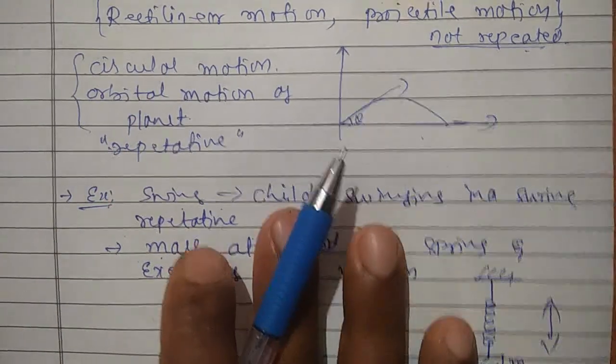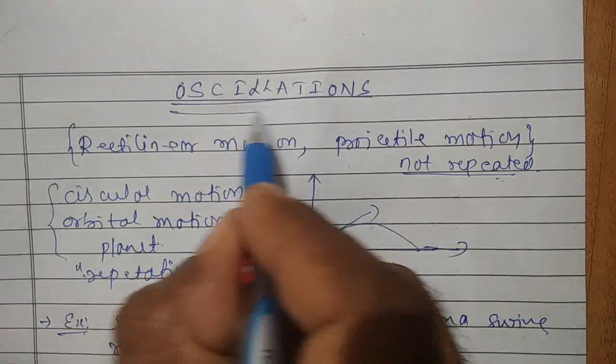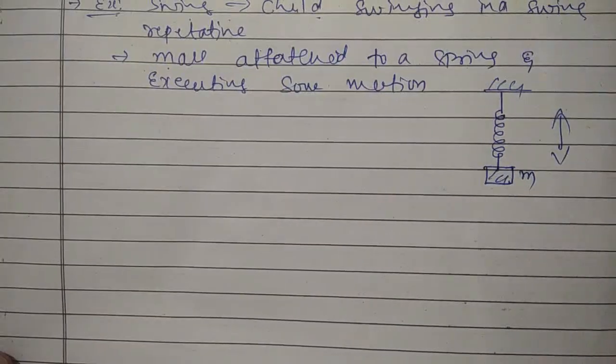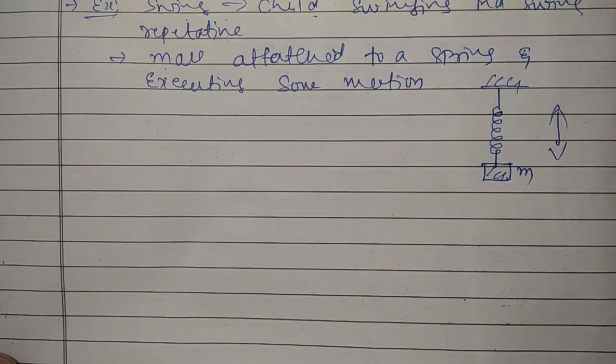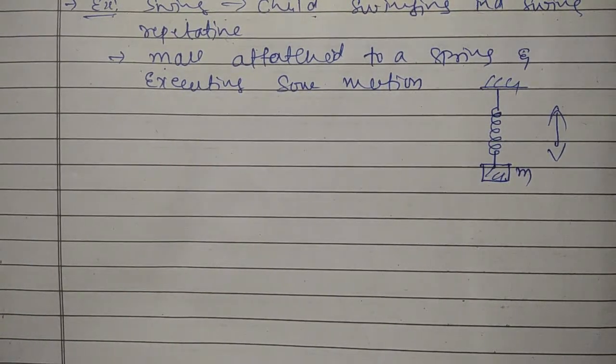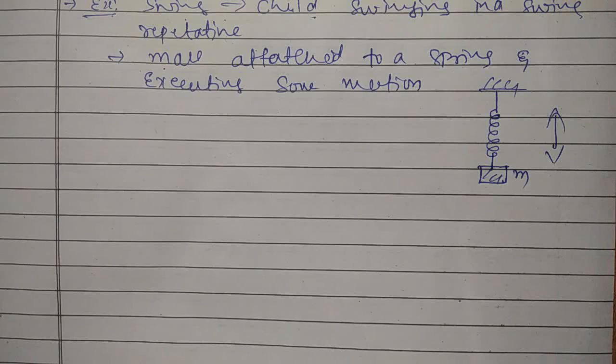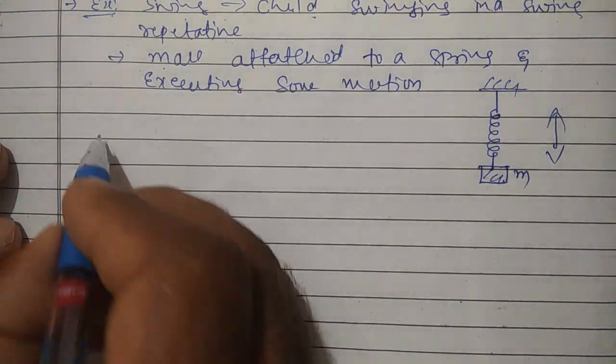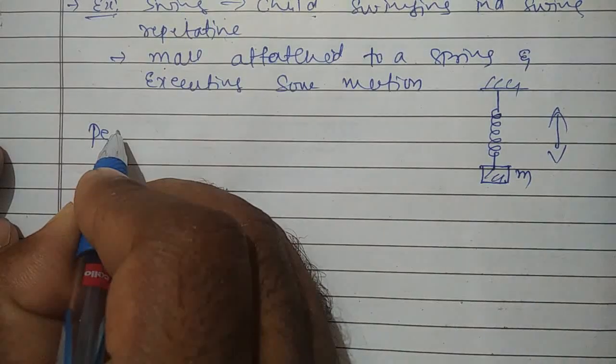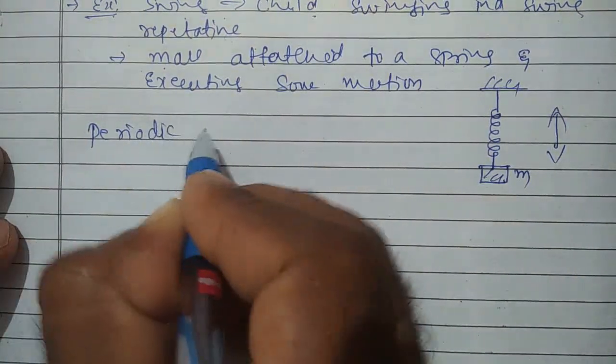That is what we are going to study in this chapter, what we call oscillation. Before going to oscillation, we need to know what we mean by periodic motion, what the conditions are for a body to execute periodic motion, what we mean by oscillatory motion, and what the conditions are that the body should show to execute oscillatory motion. So let us look into periodic motion.